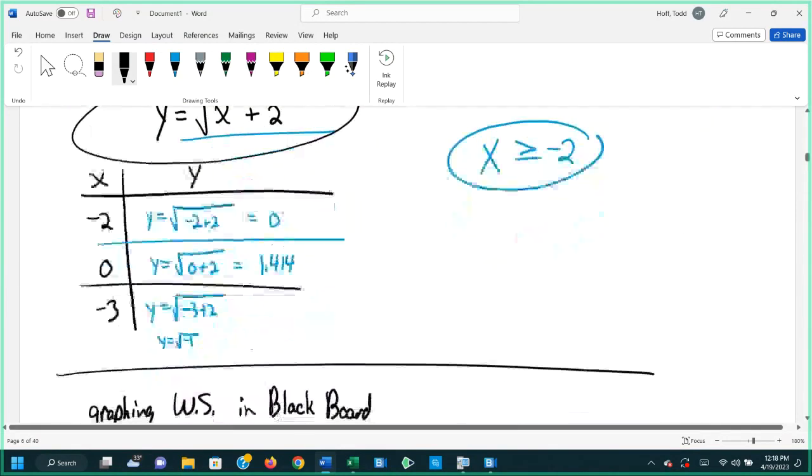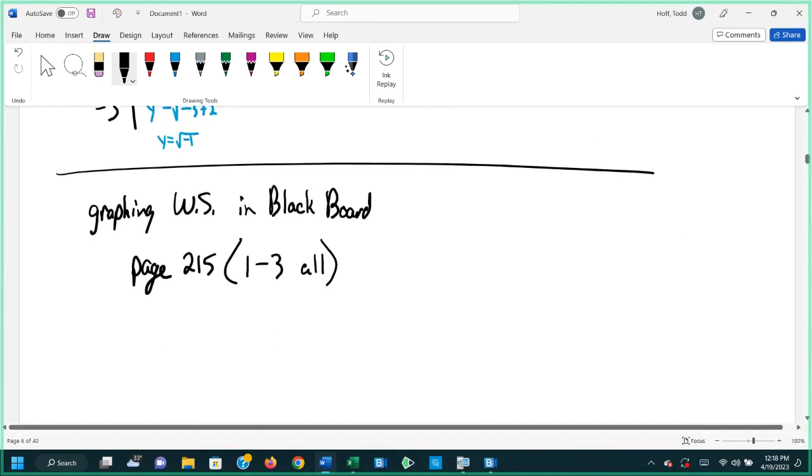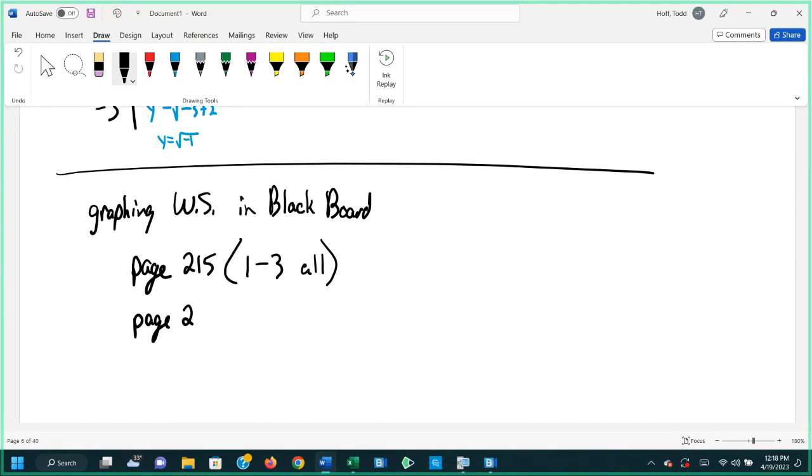And then finally, having gotten started on this, we'll look at this one more on Friday. On page, I got my page wrong. I believe it's page 223 through 227, 1 through 15, the odd.